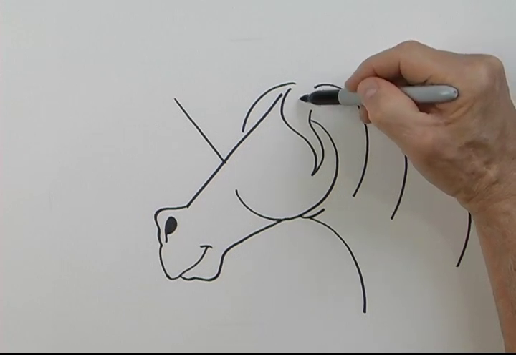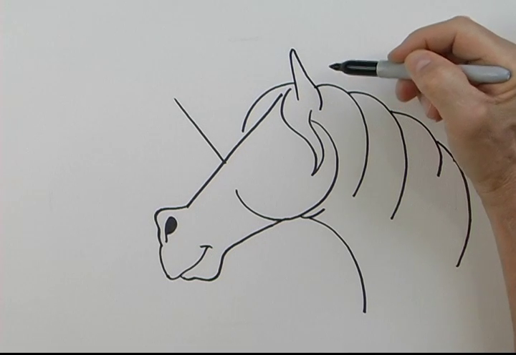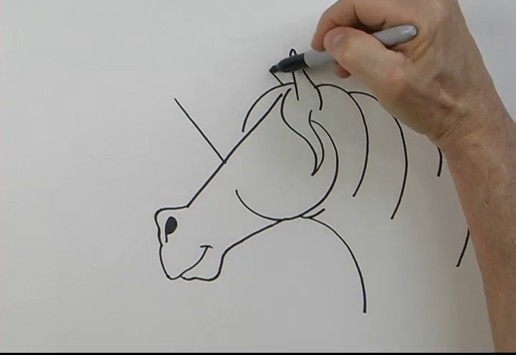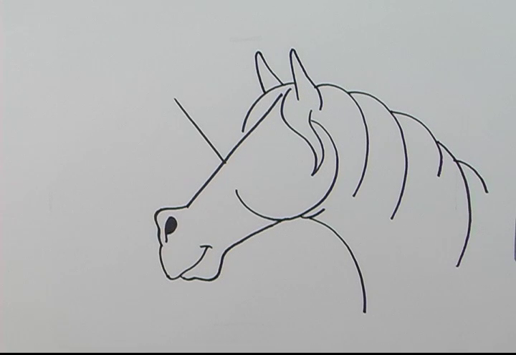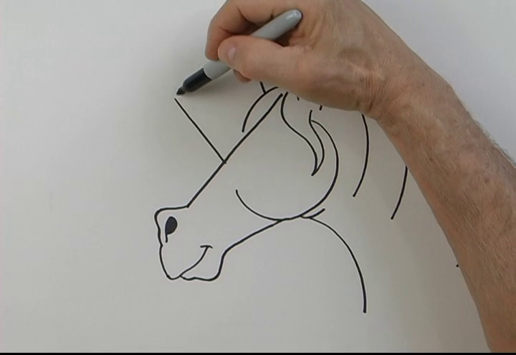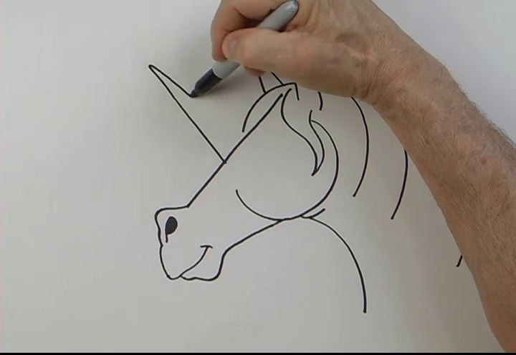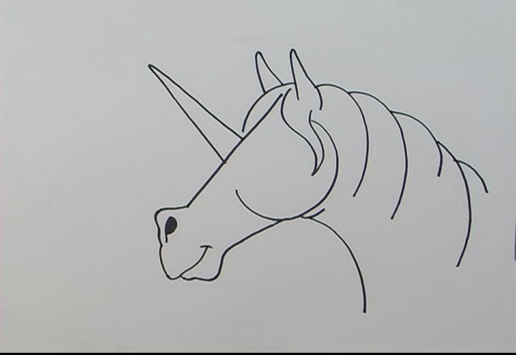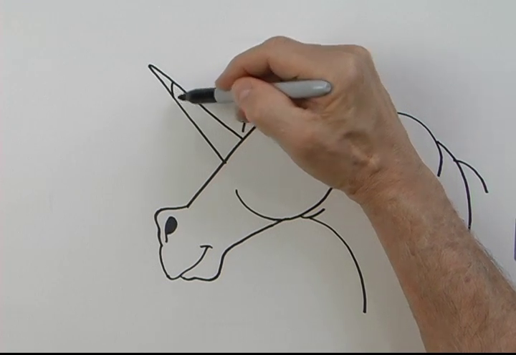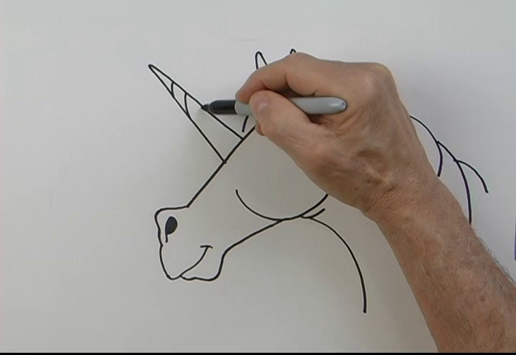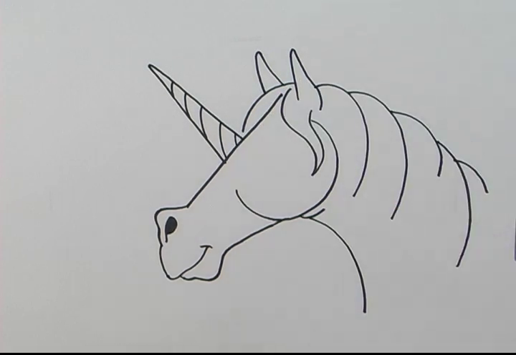Starting right here, I'll bring this line up for his ear and back down. Now for the other one, bring another line up and back down. Okay, this part of the Y will be his horn, the unicorn's horn. Just extend this line out and bring it back down. Now these lines will create the spiral effect on the unicorn's horn. There. That completes the unicorn's horn.